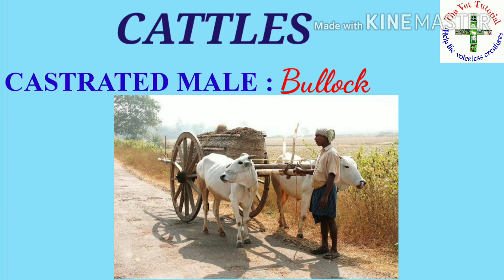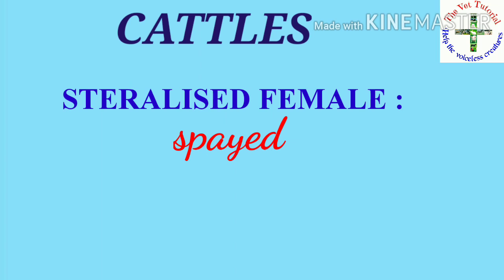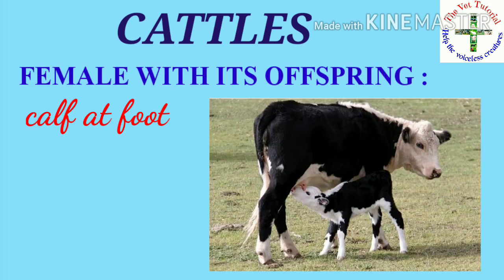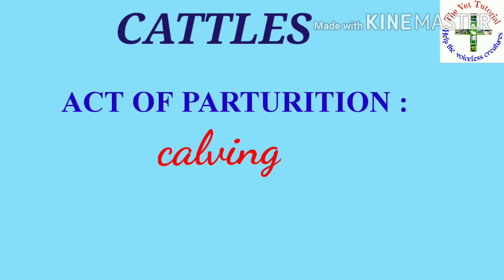Castrated male is called bullock, which is used for farming or cultivation work. Sterilized female is called spayed and it is used for all types of species, that is cattle, buffalo, sheep, goat, pig and horses. When female is with its offspring, it is called calf at foot. Then act of parturition is called calving. Parturition means act of giving birth to young ones.